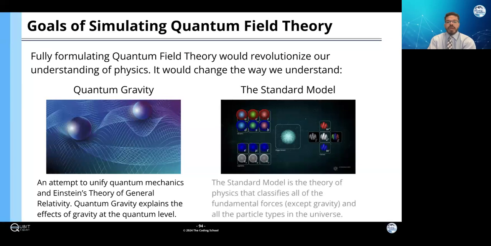The standard model is our current best theory of physics, right? It explains all the fundamental forces except gravity, and all the particles we see in the universe. It's really a triumph of physics that we're able to understand as much as we do in the standard model. The standard model is inherently quantum field theoretic. So the better we can simulate that, the better we can approach our understanding of the universe.